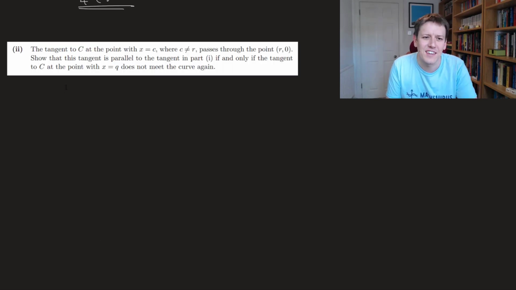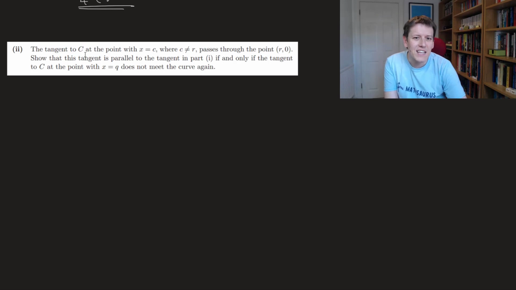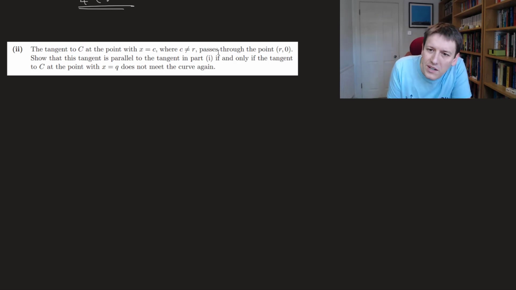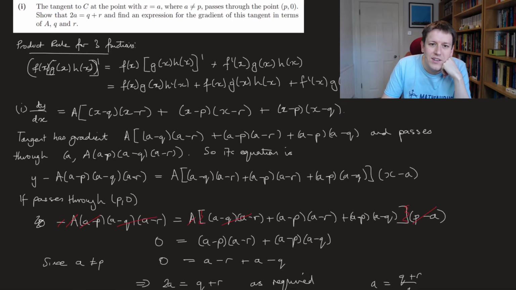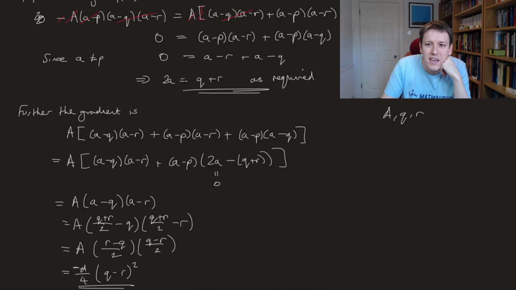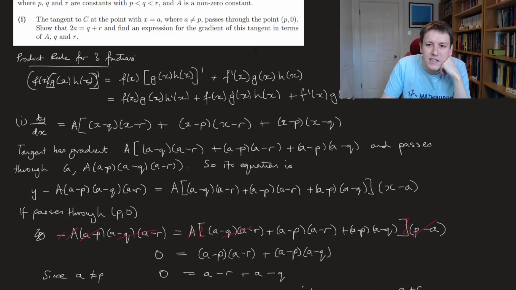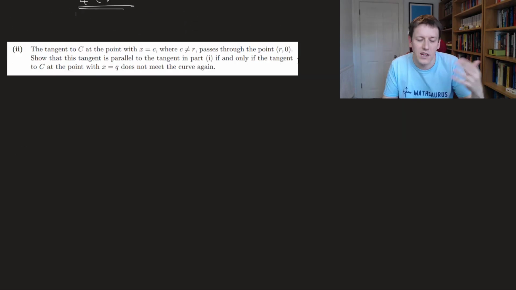Okay, so the last part of the question here reads a bit like the previous part, right? It says the tangent to c at the point with x equals c, where c is not equal to r, passes through the point r0. Then we want to show this tangent is parallel to the tangent in part 1 if and only if the tangent to c at the point with x equals q does not meet the curve again, right? So really, we've got to notice that we don't need to do all the work again from the previous part. We can just copy it exactly, right? They've just replaced the letters here. It was x equals a here, and it's x equals c here, and it was p0 here, and it's r0 here. Otherwise it's the same, right?